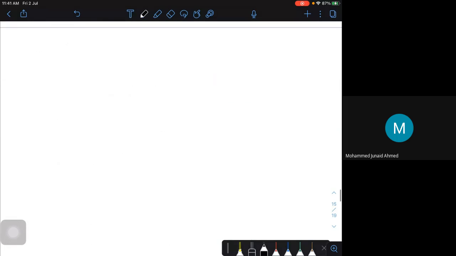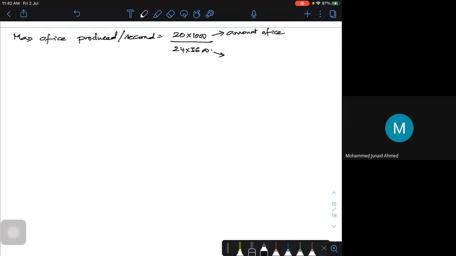So, mass of ice produced per second is equal to 20 tons, that is 20,000 kgs, divided by 24 into 3600. So what is this actually? This is the amount of ice. So for your understanding, this is your time.